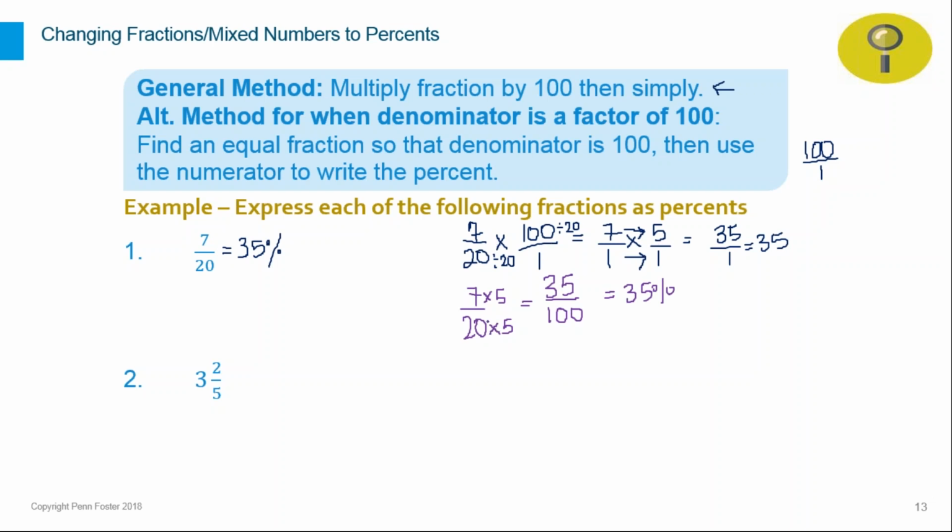The second way is whenever the denominator is a factor of 100, I'm going to use that fact to my advantage. I'm going to multiply that denominator times a factor. In this case, the factor is 5, top and bottom. That will make the new denominator 100, and the numerator would be some kind of a number. That number over 100 will translate to that number percent. And in our case, it's 35%. So both methods will get you to the same answer. It's up to you which one you want to use.